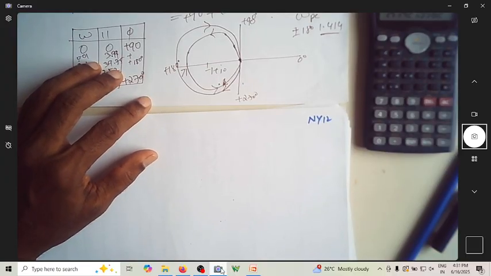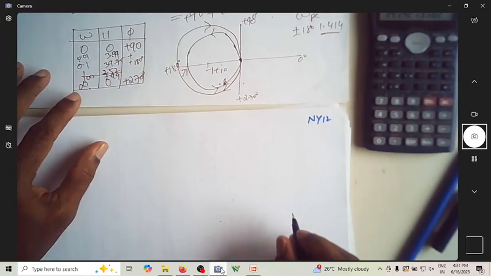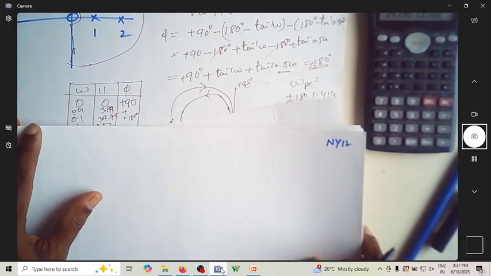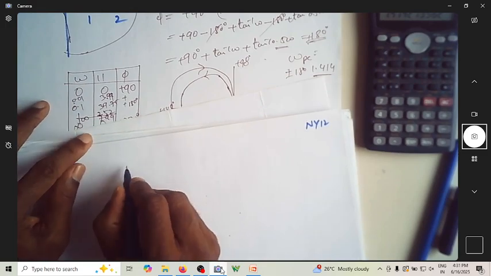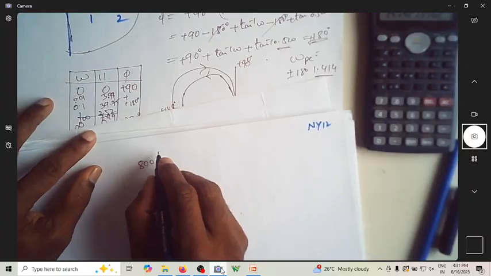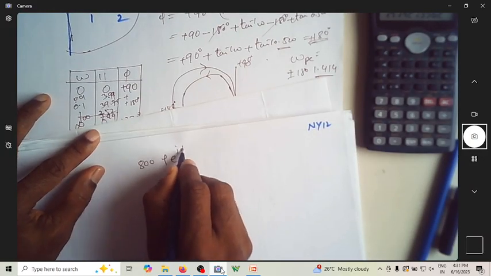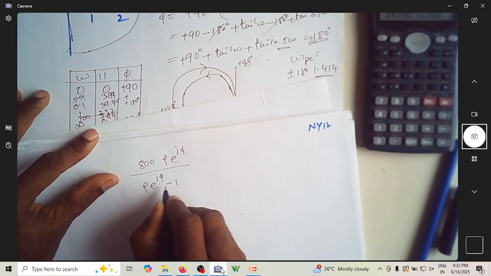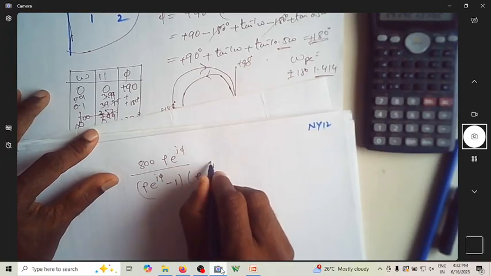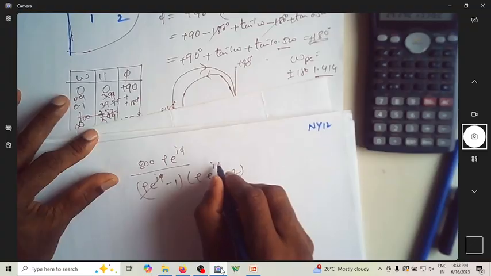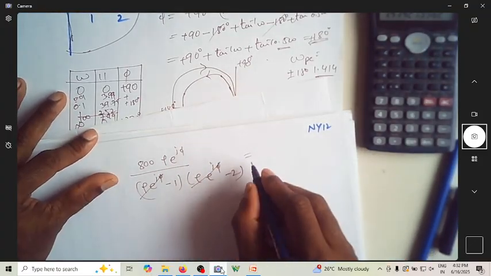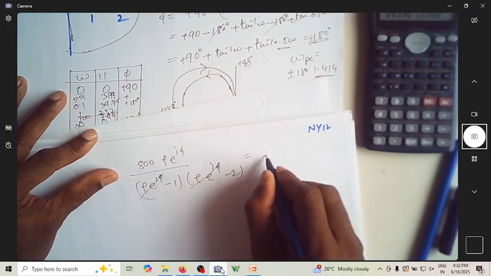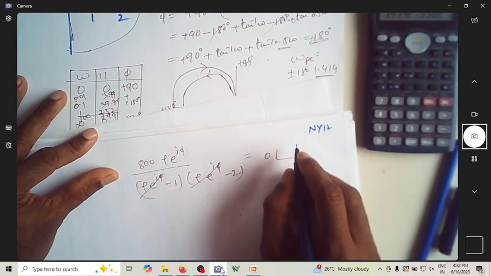Then how about the last segment? The last segment is 800 rho e power j5 divided by rho e power j5 minus 1, rho e power j5 minus 2. This will go off, minus into minus will become plus, and this will become 0 at an angle, 0 at an angle.